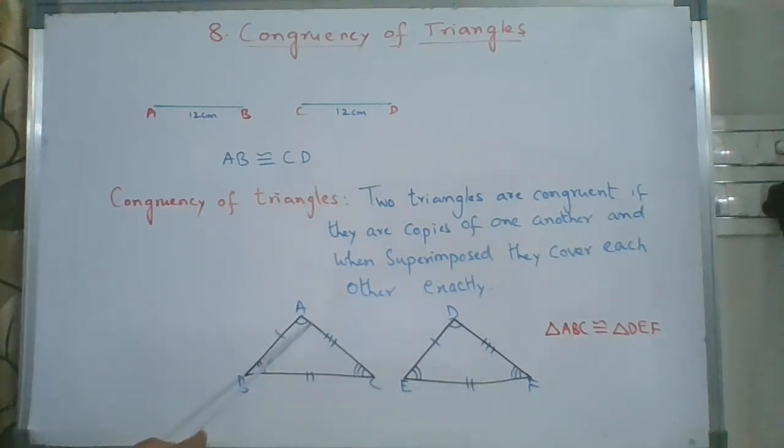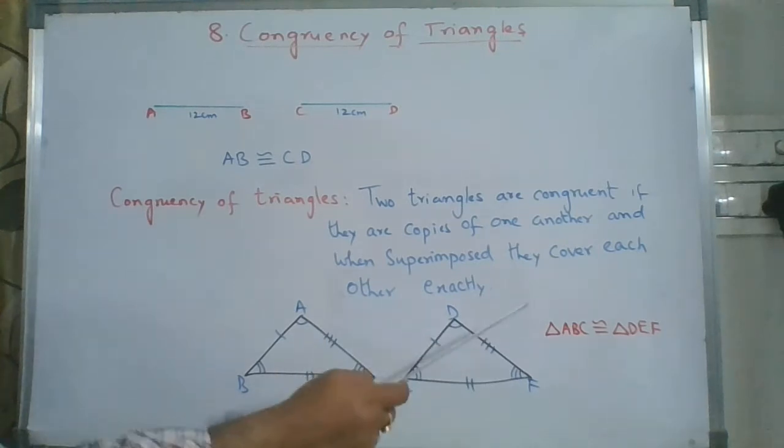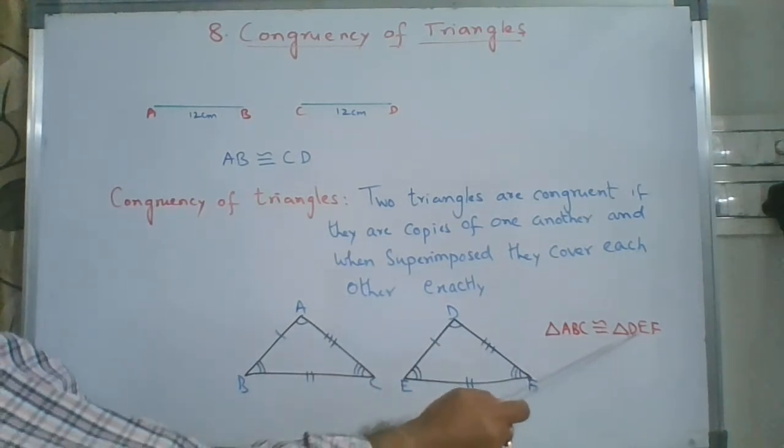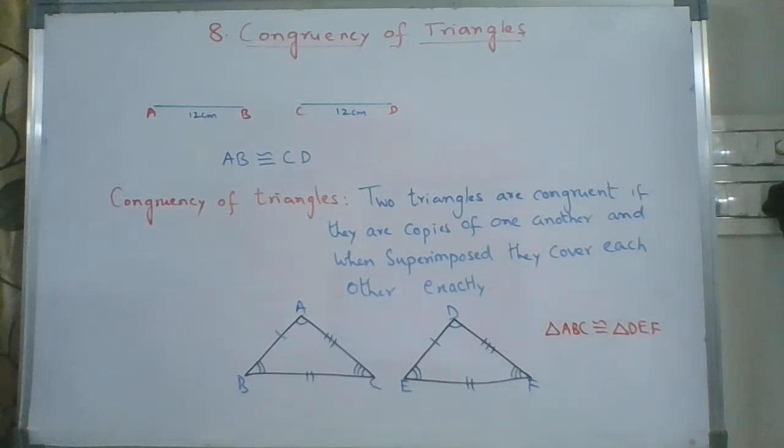The corresponding angle of A is D, the corresponding angle of B is angle E, and the corresponding angle of C is angle F. If in both the triangles the six elements are equal, then the corresponding parts are equal, and we say that triangle ABC is congruent to triangle DEF. Okay.